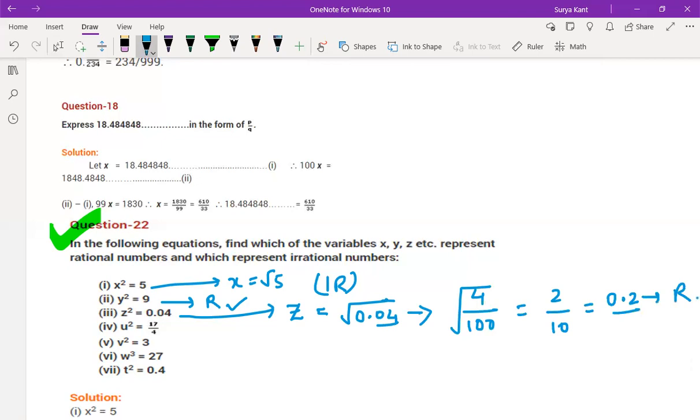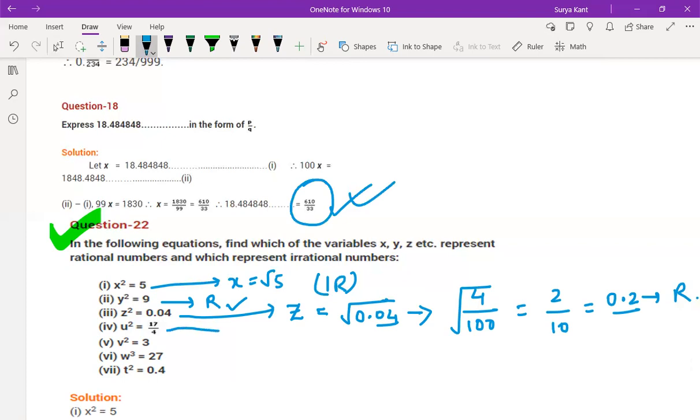Sir, I'm done with 18.48. You asked to express it as 18 by 4. 18.48, sir. Which question are you talking about? Question number 18, sir. 18.48, acha, that one. That you did already. Yeah, sir. Okay, you're getting 16 by 33. Yeah, sir. Okay, fine.